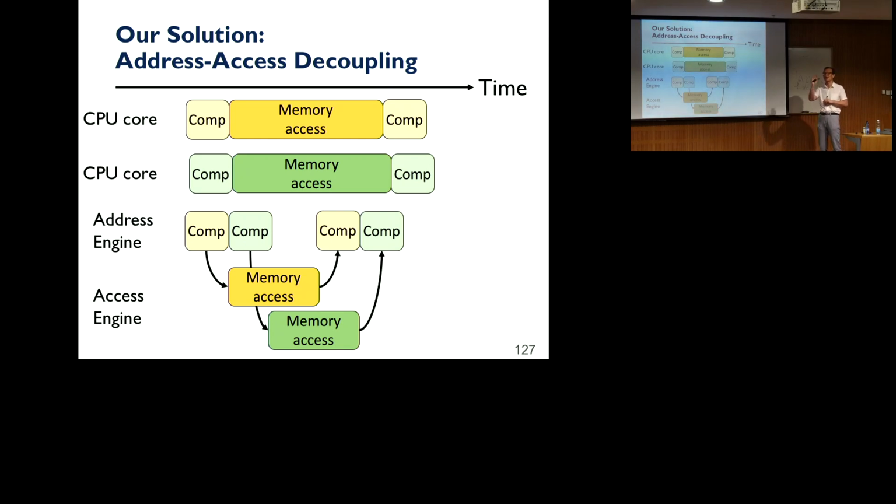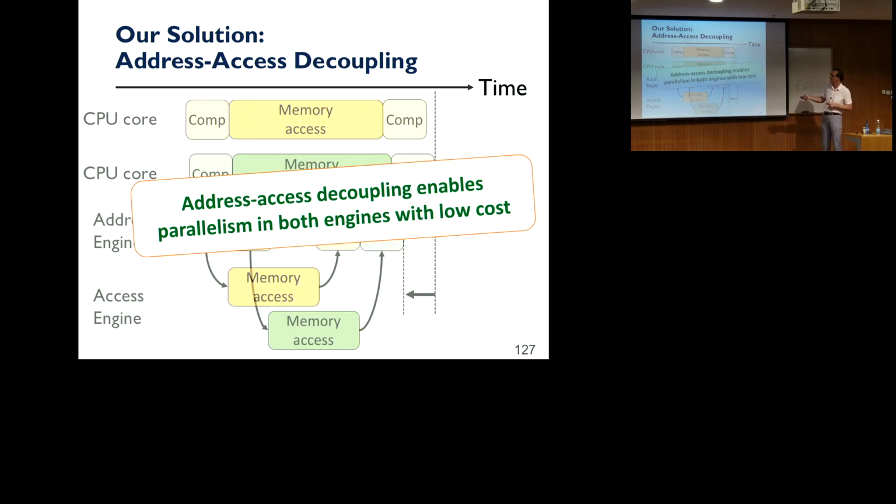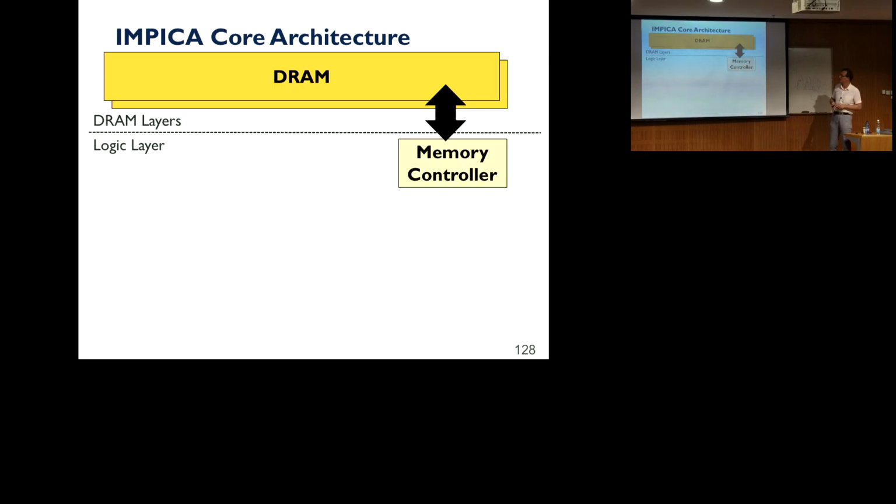The processor just sends the find request. Okay, so that's the first idea. The address access decoupling enables parallelism in both engines with low cost. That's how you can save, you can get performance.